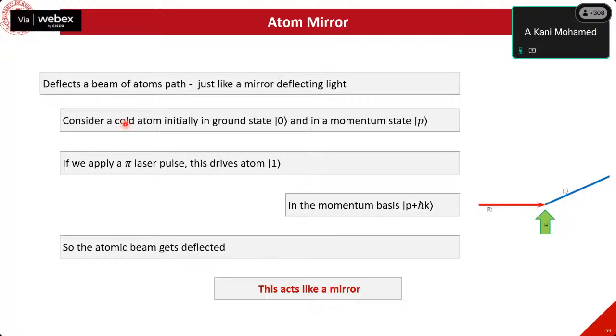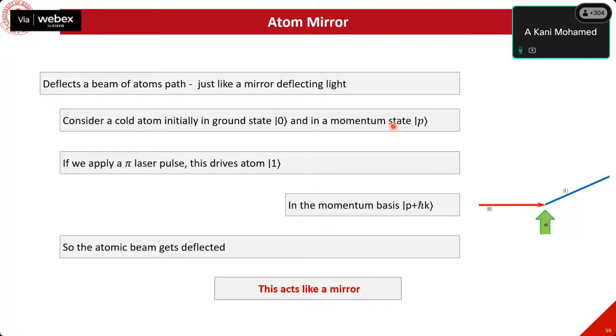Just consider a cold atom which is in the ground state, usually, and which is moving at some momentum p. So it is in the momentum state p, in the ground energy state.